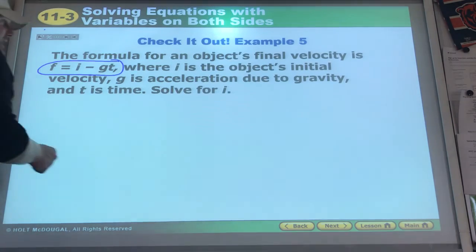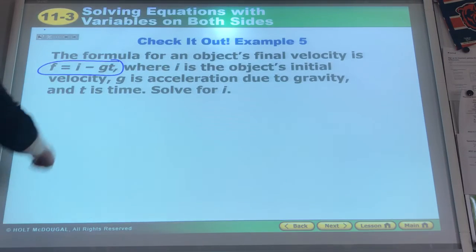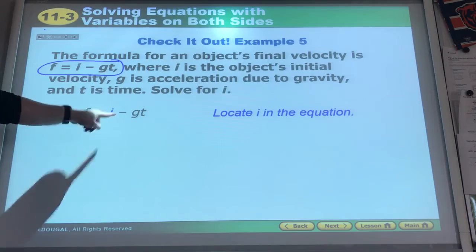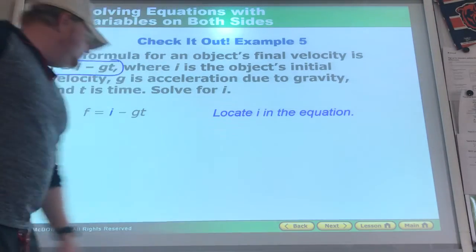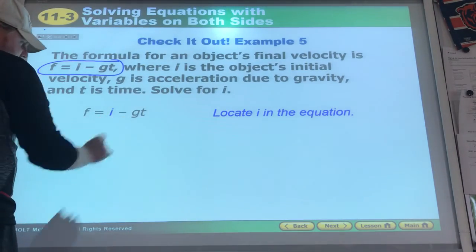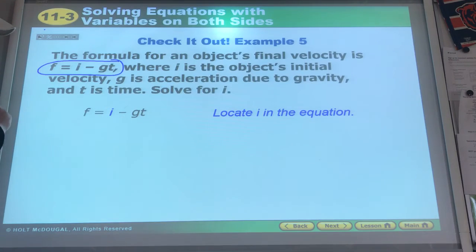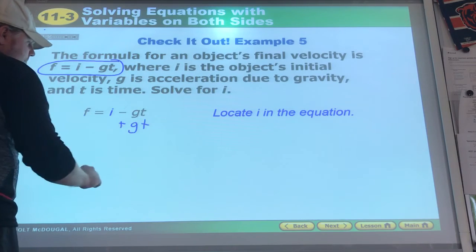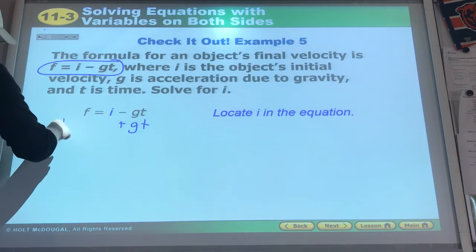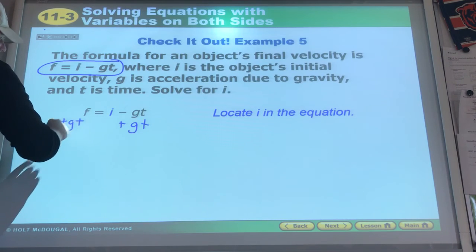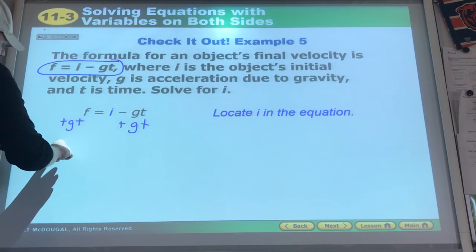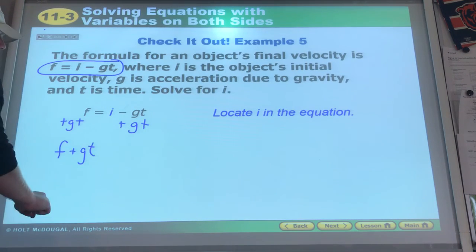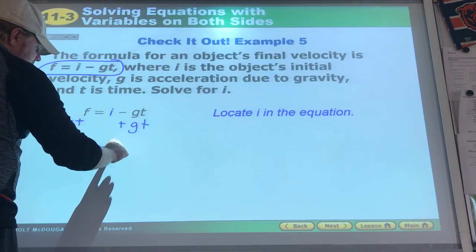Solve for i. That means we want i all by itself. So let's rewrite the equation. There's i. We want that to be all by its lonesome. Well, we've subtracted gt from that. So to get it to move to the other side, we add gt. If we do that to one side, we must do it to the other side. Those are not like terms, so we're just going to write it as f plus gt. And that's going to equal i.